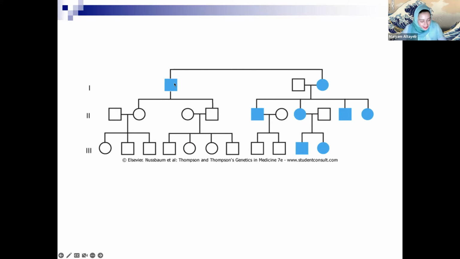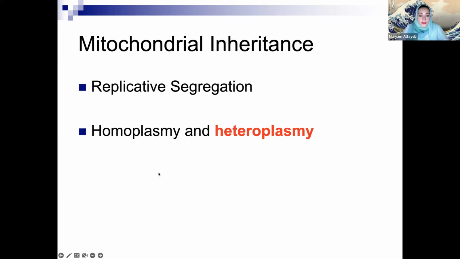Yes. So this pedigree can definitely come in your exam. So make sure to know what it looks like, and just remember the pattern. You only get it from your mother, and mother passes it down to all her children. Okay. And so you have different concepts within mitochondrial inheritance, called homoplasmy and heteroplasmy.